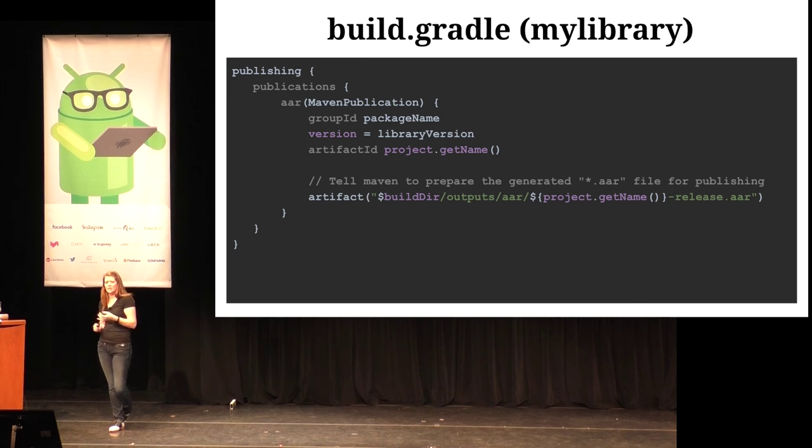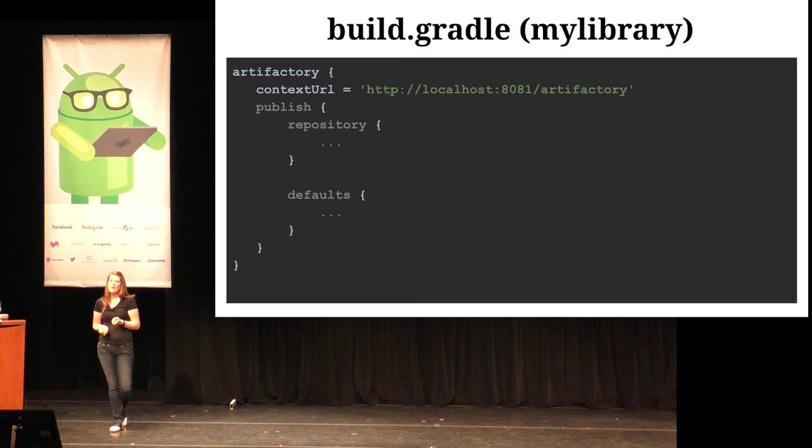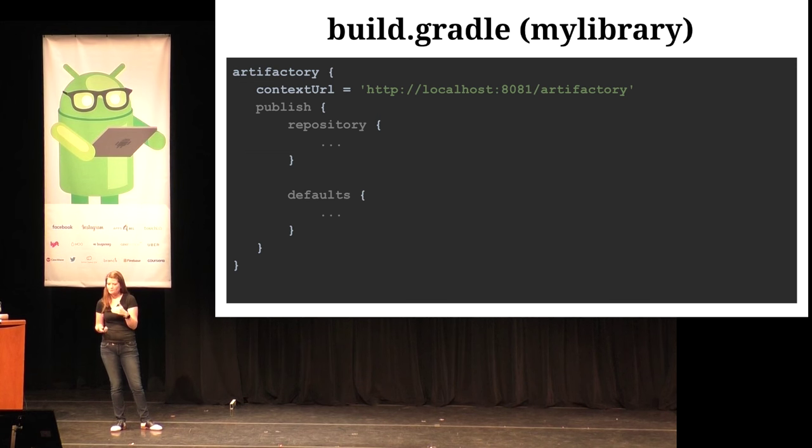We define the group ID, version, artifact ID, and then finally we say, okay, prepare this project with this name, -release.aar, because we're just assuming we're doing a release build in this canonical example. And then the Artifactory task has a publishing task, and you want to define the context URL as well. So the context URL is like where in the cloud is your stuff hosted. So in my canonical example, I'm using the free version, and I'm hosting my artifacts on my local host on my computer. So again, at the end of the slides, I've got links for how you can set this up on your own, but that's why it's pointing to local host.